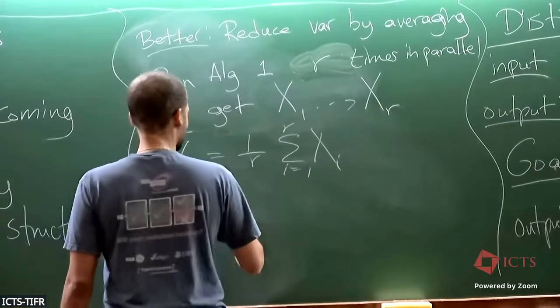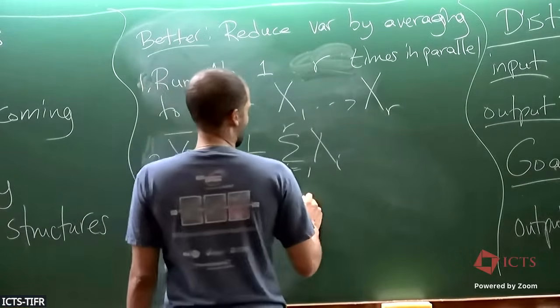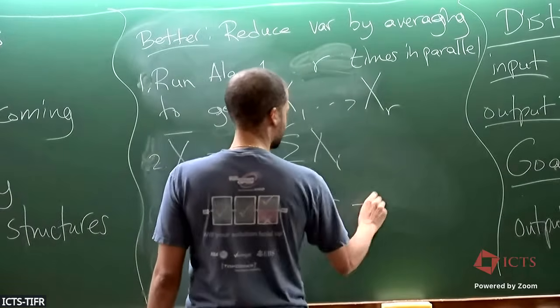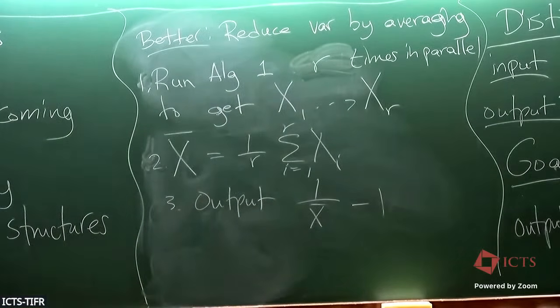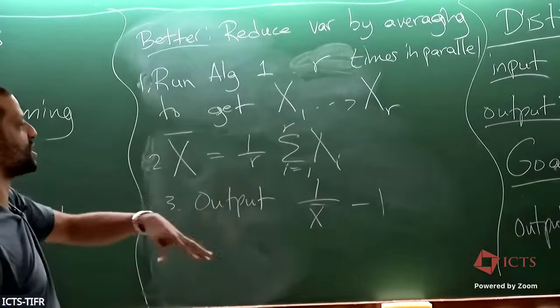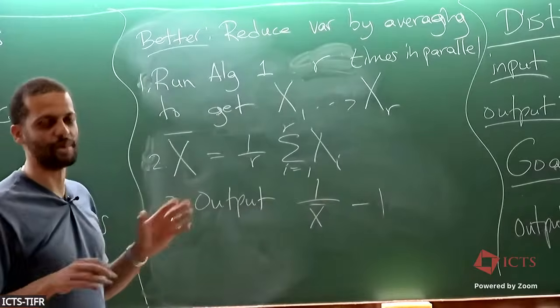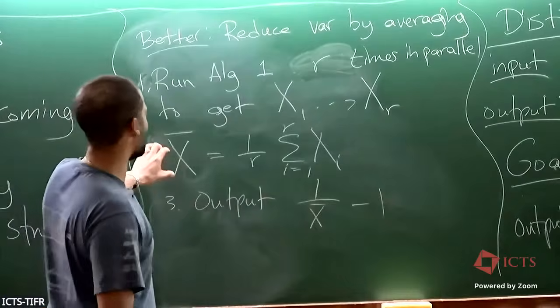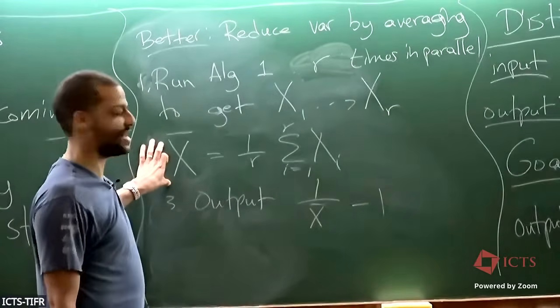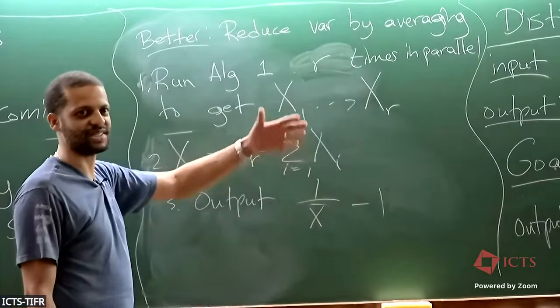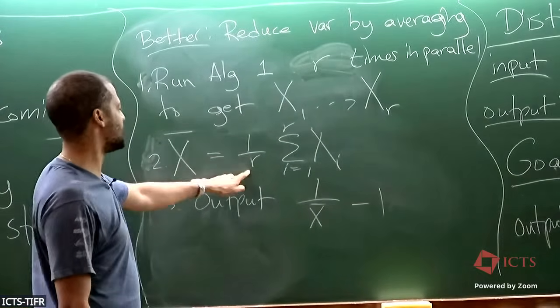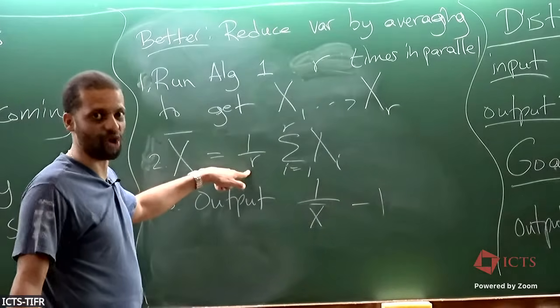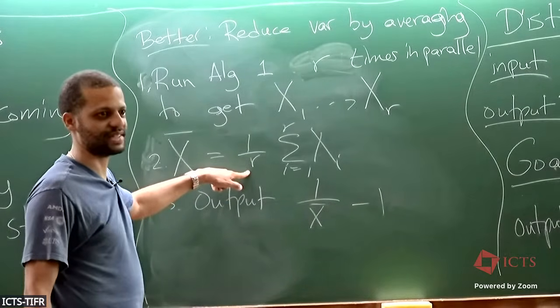And then I'll output 1 over x bar minus 1. So this is my new algorithm. Before, my memory was one number, now my memory is r, so I blew up my memory by a factor of r. But what can I say about x bar? Just by linearity of expectation, it has the same expectation as x, which was 1 over t plus 1. But its variance got smaller by a factor of r. So I decreased the variance.